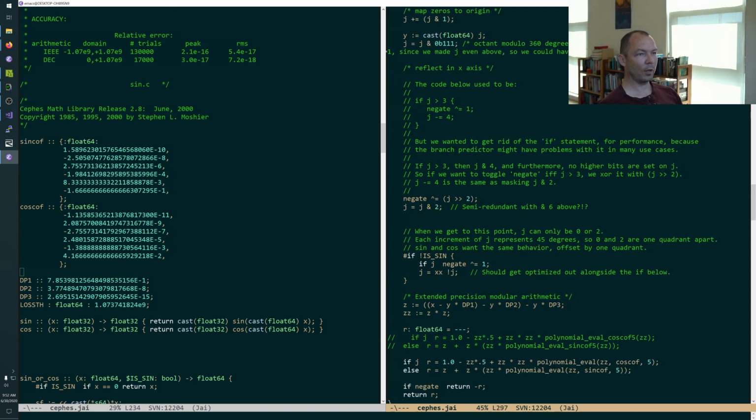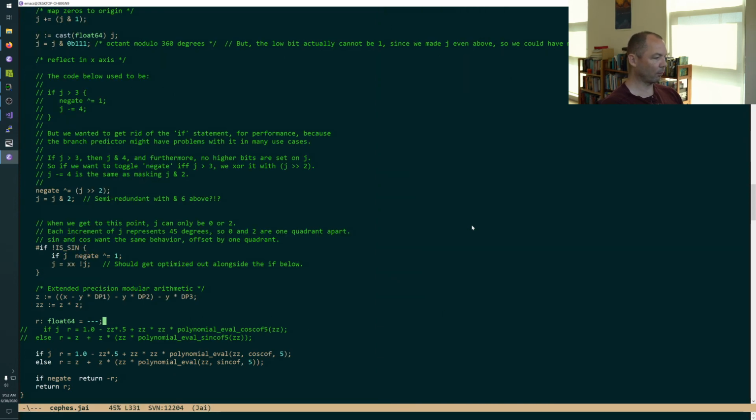Six is 0b110. Yeah, I know. See? Here, 0b110. The final sign fix-up takes a probably unpredictable branch. The final sign fix-up, this one. I mean, it's a floating point number. So we could just twiddle the sign bit if we thought that was faster than a branch.